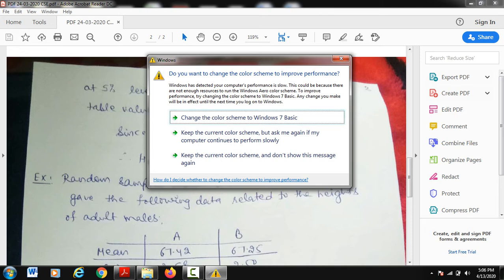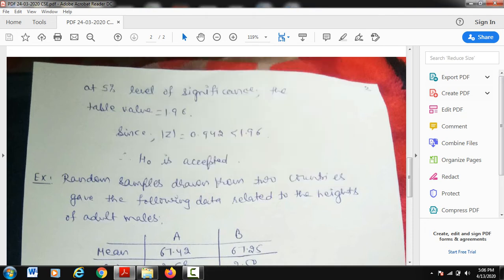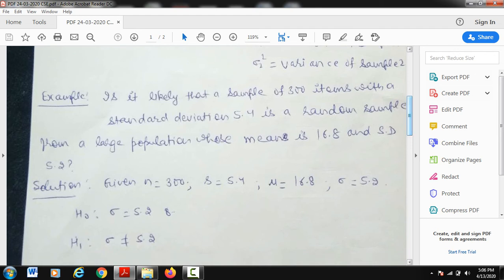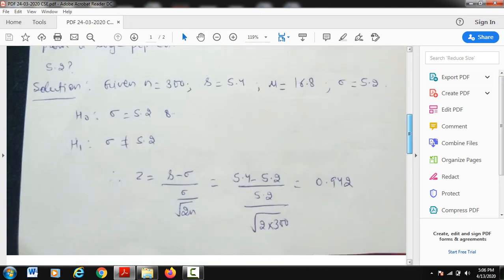Now it is time to make the comparison between the calculated value and the table value. Since the calculated value is less than the table value, therefore the null hypothesis is accepted. It means our assumption is correct, that is the sample has been taken from that population possessing the mean 16.8 and the standard deviation 5.2.